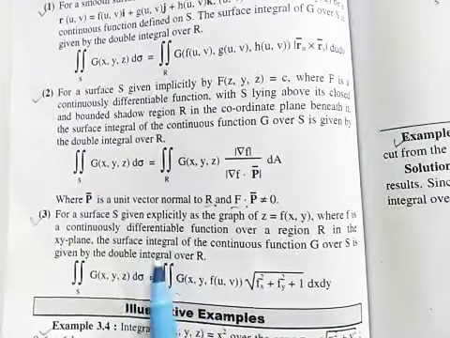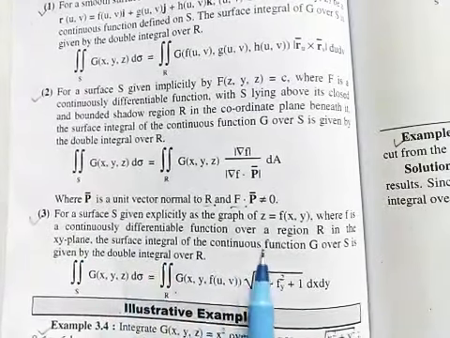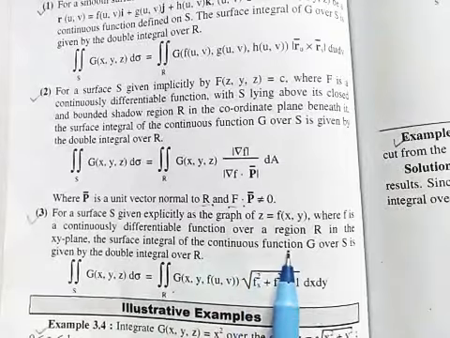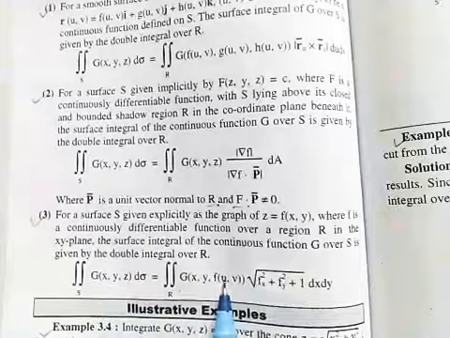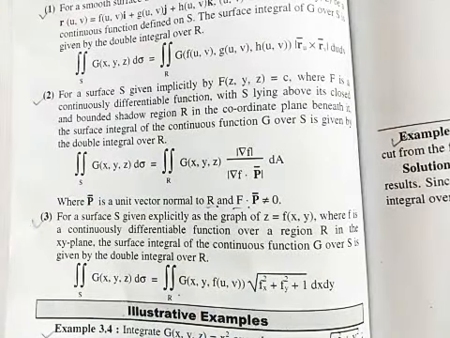Then the surface integral of the continuous function g, where g is a continuous function over S, is given by this formula. Let us solve an example of it.